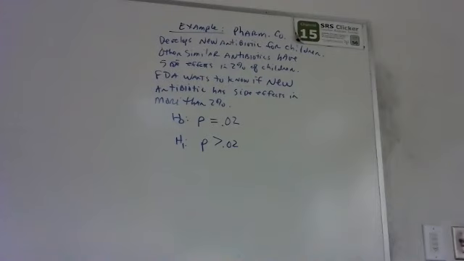Okay? All right, so there are two types of mistakes that you can make. Let's talk about reality. The null is true, or the alternative is true. And let's talk about your conclusion: do not reject, and reject.